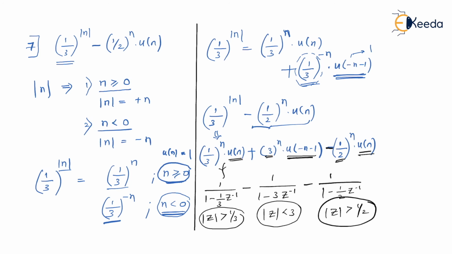So we have three ROCs here: greater than 1 by 3, less than 3, and greater than 1 by 2. Let me write them again. So the possible ROCs are mod of z greater than 1 by 3, mod of z greater than 1 by 2, and mod of z less than 3. Please try to understand this. I want to select a common ROC.